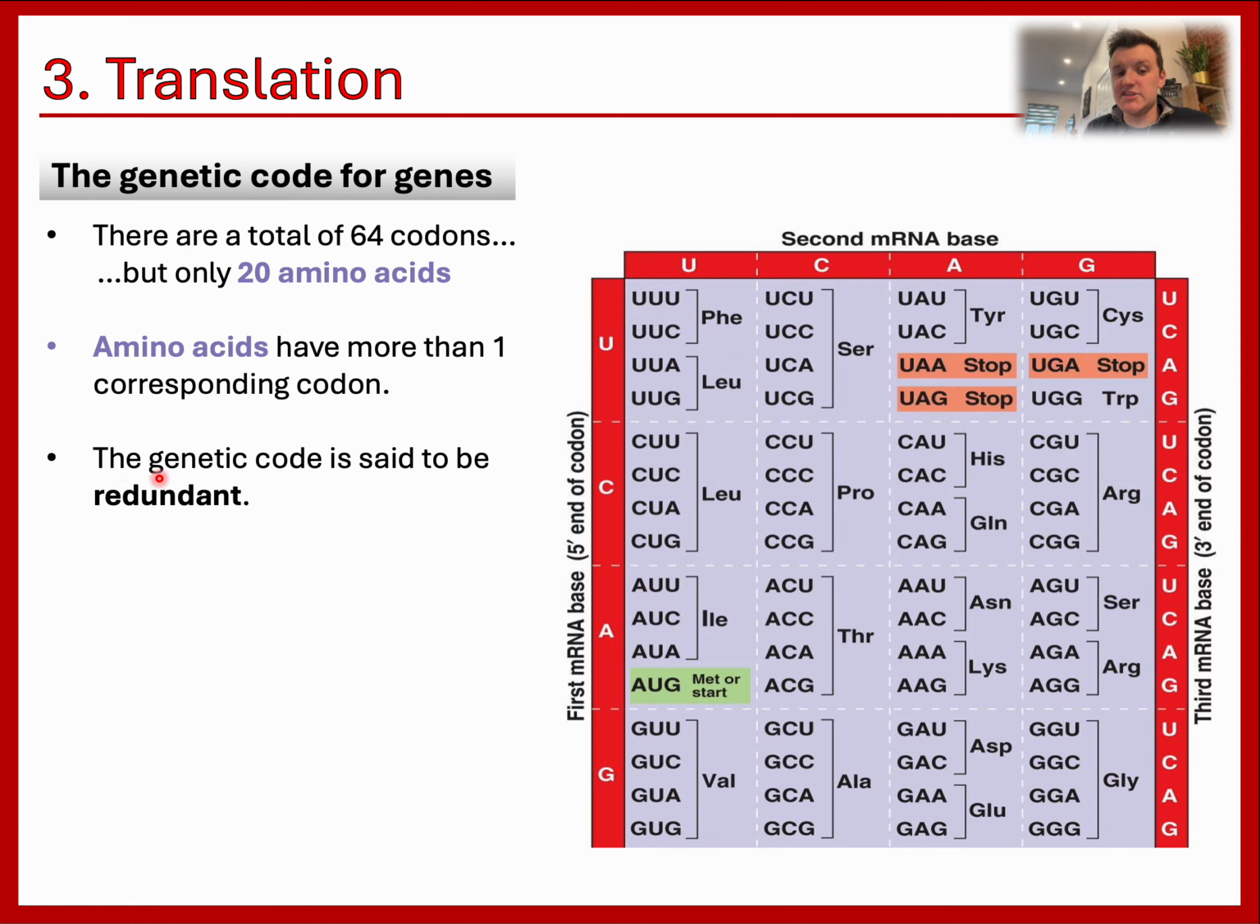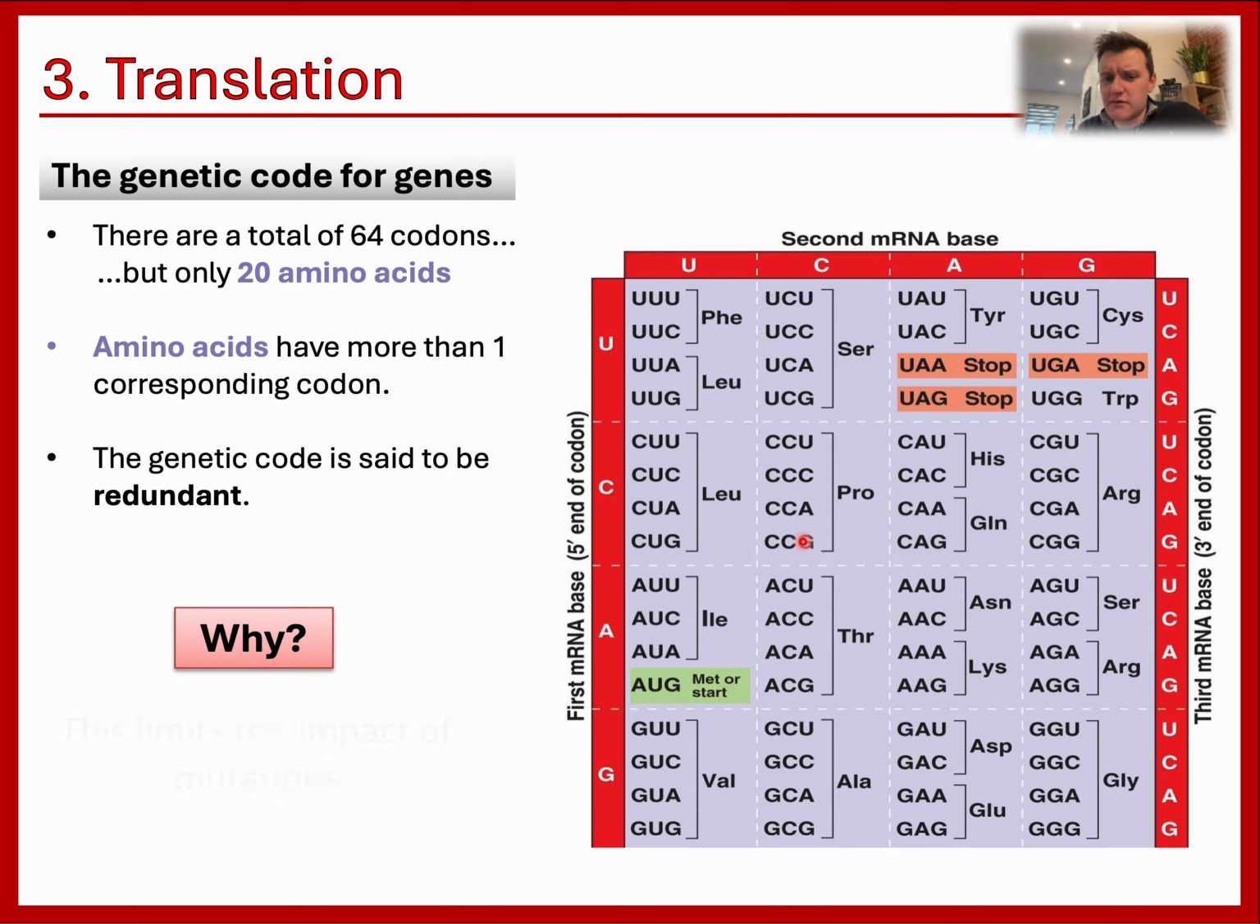This is because the genetic code is said to be redundant. It has these redundancies, right? Look at proline. One, two, three, four combinations could bring in a proline, right? It's redundant. You have some different codes that give the same amino acid.